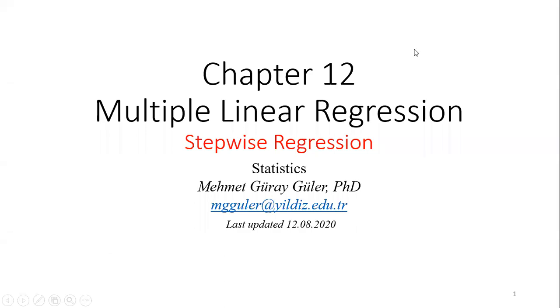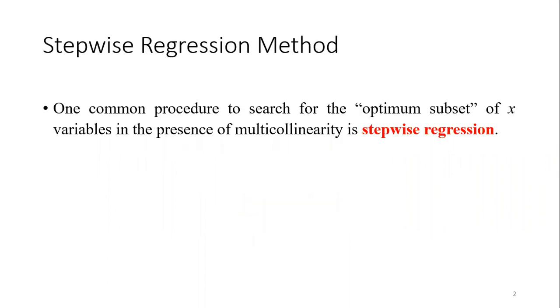Hi everyone. So in this video, we will talk about stepwise regression. Stepwise regression is a way to search for the optimum subset of different x variables in the presence of multicollinearity.